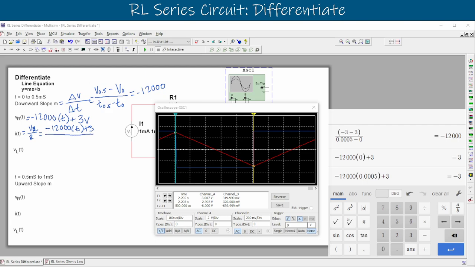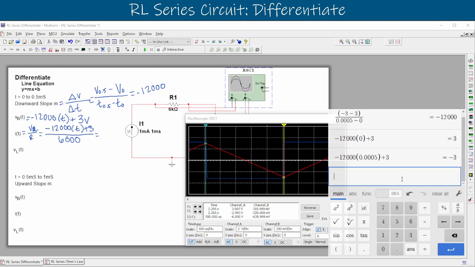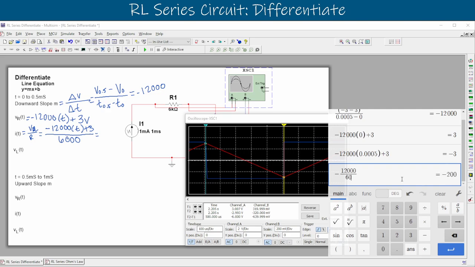Let's move this oscilloscope out of the way and we'll find our resistor value, 6,000. Right, we can set that out. And we can actually reduce this by 1, but we're going to leave t involved in it. So let's say that we have negative 12,000 divided by 6,000, and that reduces down to just a negative 2. So we'll say negative 2t plus whatever this other value results out to be.